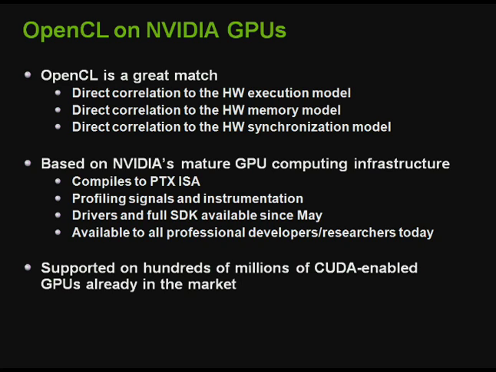The implementation we have today of OpenCL is based on a mature GPU computing infrastructure that we've developed over several years now. Just like all of our other computing environments rest on this infrastructure and the PTX ISA, so does OpenCL on NVIDIA GPUs, compiles down to the exact same PTX ISA that our other GPU computing environments use. All of the profiling signals, instrumentation, the infrastructure for debugging are all available and have been developed using other GPU computing environments, and they're being translated as we speak, moved over to support OpenCL as well.